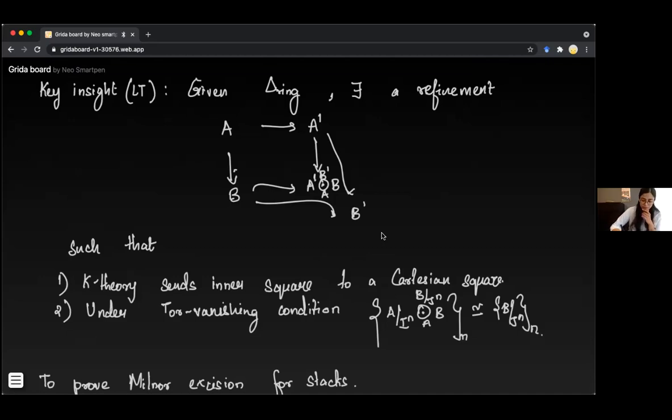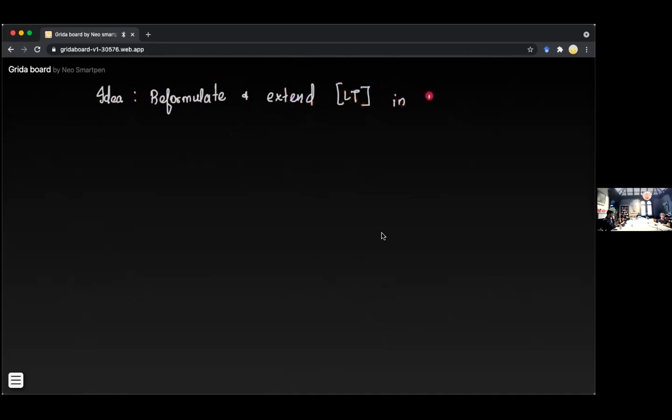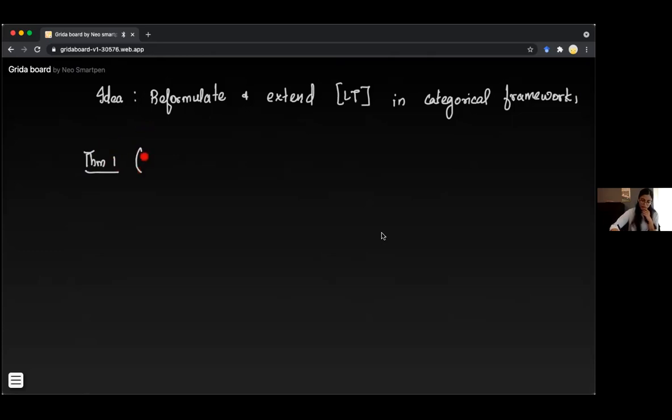Okay. So the idea is to reformulate and extend the result of Land-Tamme in a categorical framework. And once we do that, the main theorem is the following categorical Milnor excision statement. So it says the following.